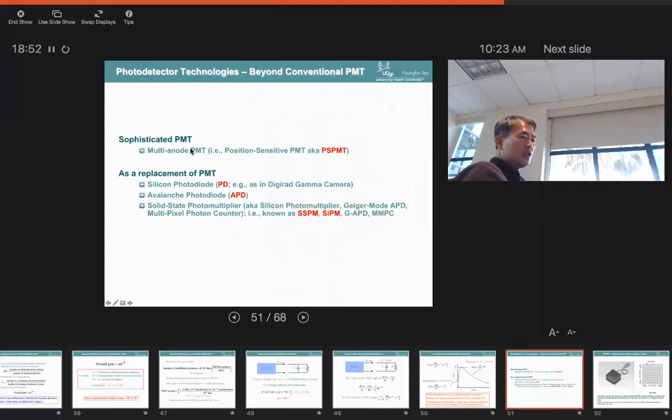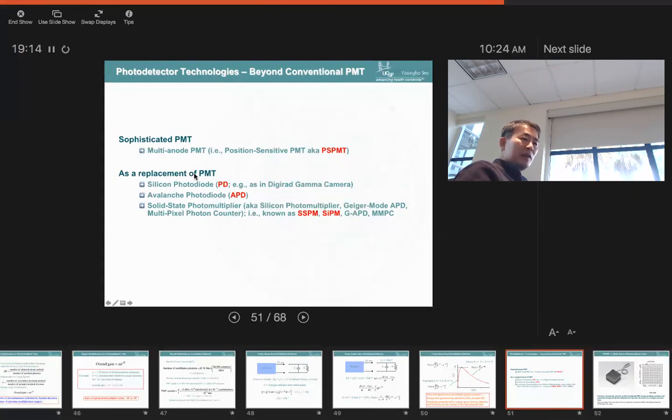I can show you some structure there. But this is basically a tied-up internal structure of PMT to make one big device, not really big, but one device that has a lot of anodes. So you can actually make a so-called position-sensitive photomultiplier tube. That's one.